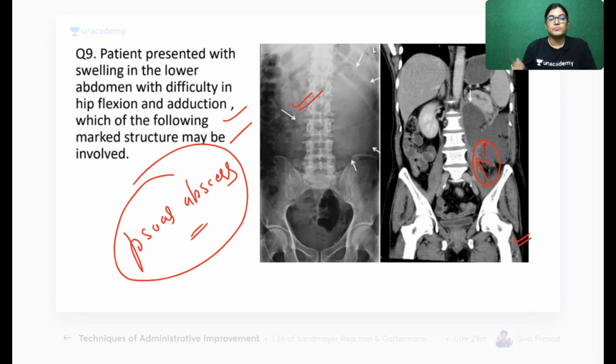Very commonly we know that lumbar vertebrae are involved in cases of tuberculosis. Due to tuberculosis, the lumbar vertebrae will be involved. Transmission of infection can reach from the abdomen region, and this can lead to the formation of an abscess which can go down to the level of the lower limb or groin region. Which region will it go to? The groin region.